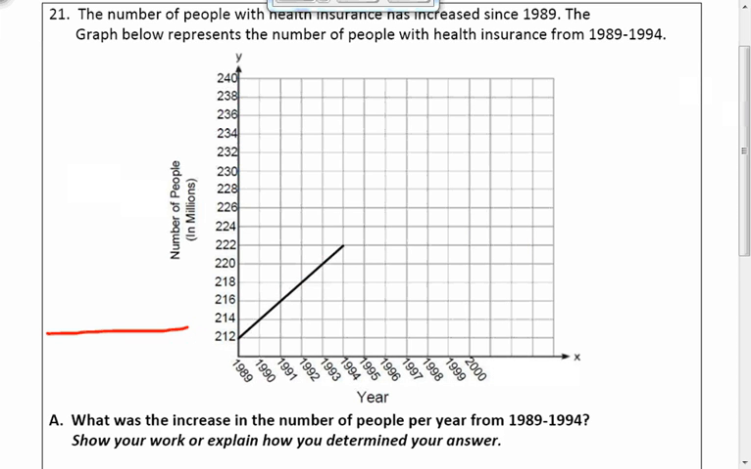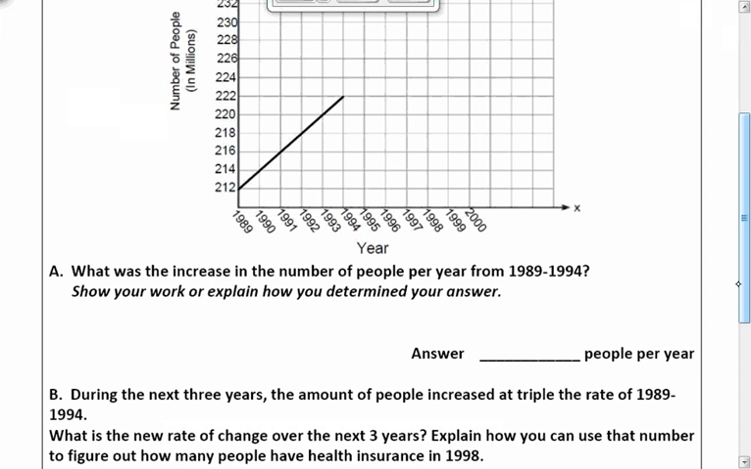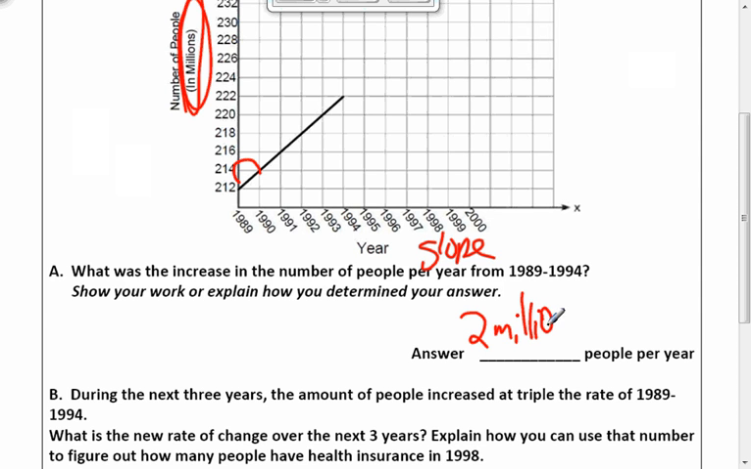So the first part of this question, what was the increase in the number of people per year, slope? So I'm going to do rise over run since it's on a graph. It's going up 2 over 1. But it's not up 2, it's up 2 million. So 2 million people per year it was increasing.